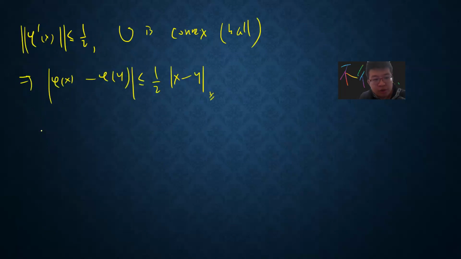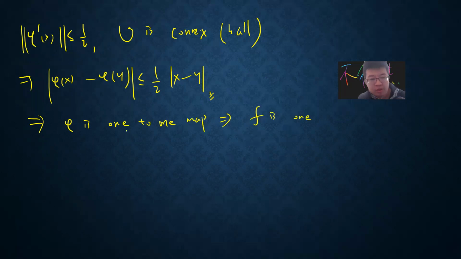Okay, so now from here you can see that this is a contraction map. A contraction map must be one-to-one. So phi is a one-to-one map, which tells you that f is a one-to-one map, because phi of x equals x if and only if y equals f of x. So f is a one-to-one map on U. Very nice.